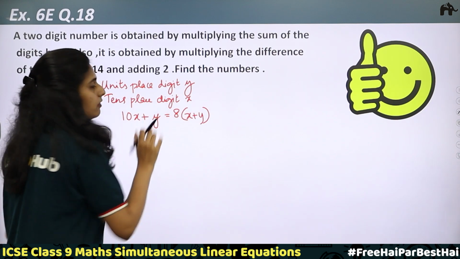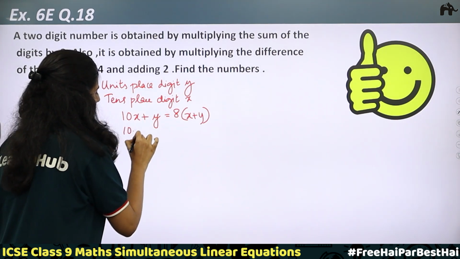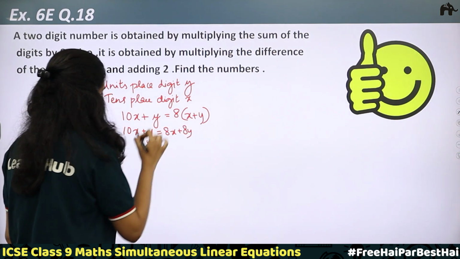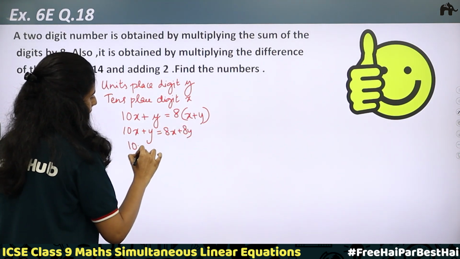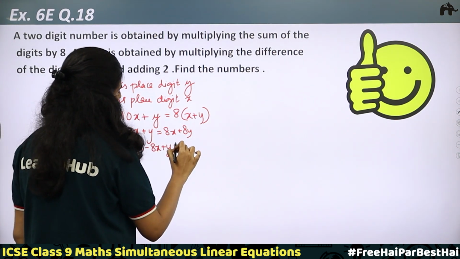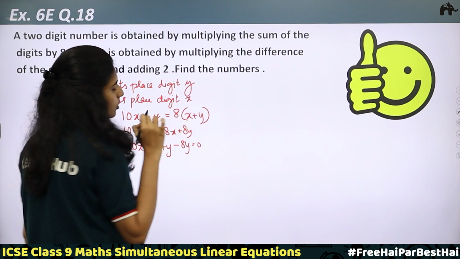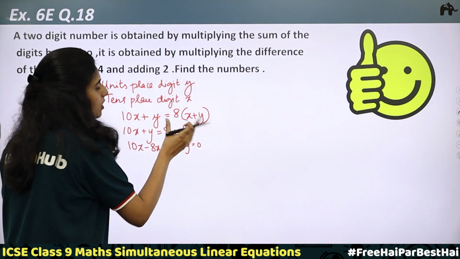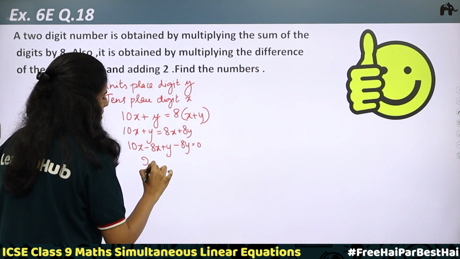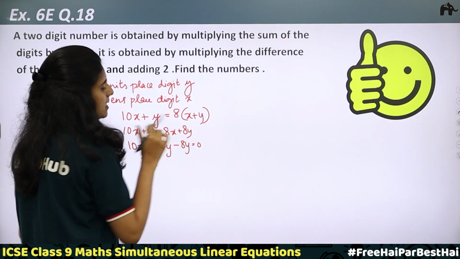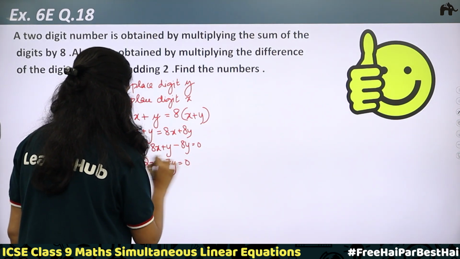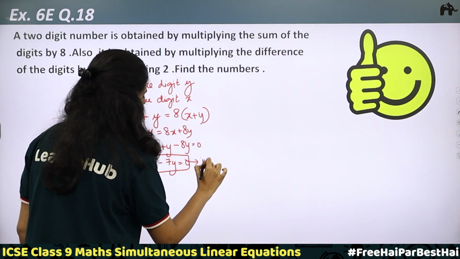Okay, so this will give you the first equation. 10x plus y is equal to 8x plus 8y. Okay, that is 10x minus 8x plus y minus 8y is equal to 0. We are bringing all the variable containing terms to the left hand side. 10x minus 8x is 2x. y minus 8y is minus 7y. That is equal to 0. So, we have obtained the first equation.